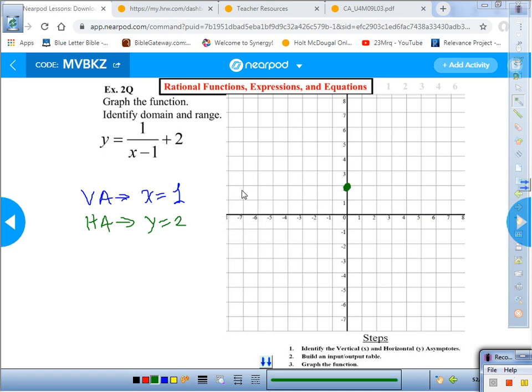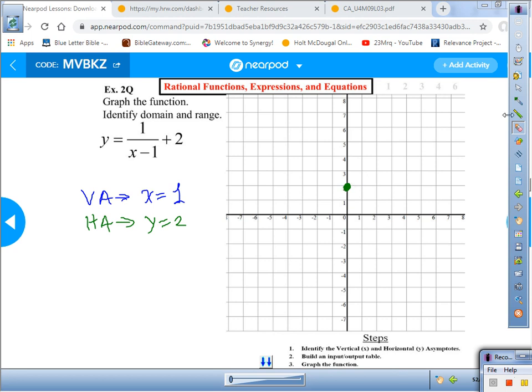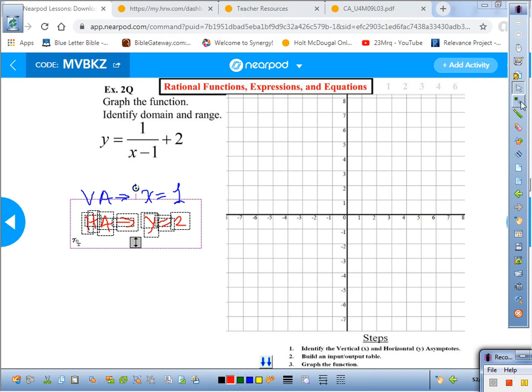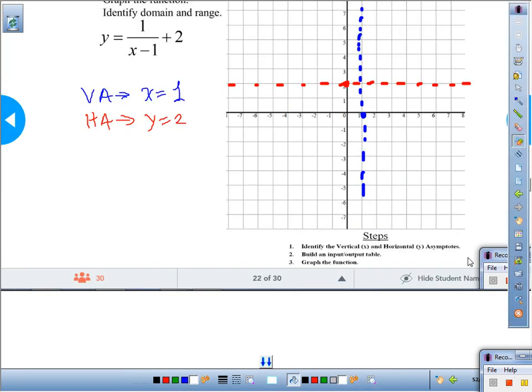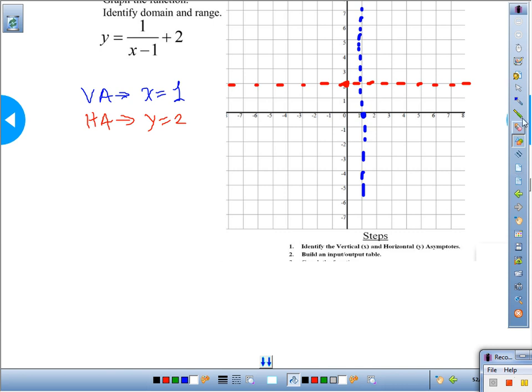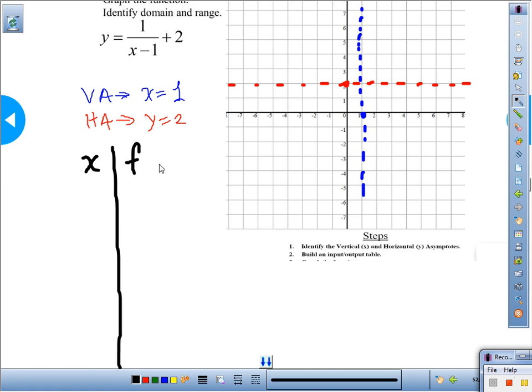Y equals 2 is right here. Wait, am I using green? Wasn't it red? No, I'm going to change it. Be nice. All right, here we go. 2 is right there. So I go straight through there. And x equals 1 is right here. There it is. All right. Step 2, build an input-output table. Here we go. X, f of x.